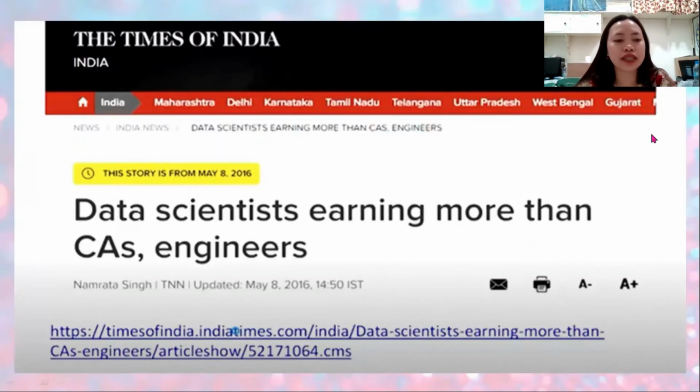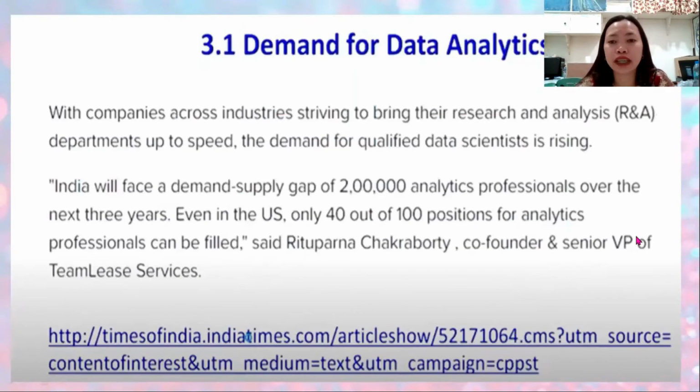Now, please notice this newspaper clipping that I have gathered online from the Times of India. There are so many news items coming about data scientists and the future requirement for that job. As the headline says, data scientists are earning more than CAs and engineers. Let us discuss further the demand for data analytics.